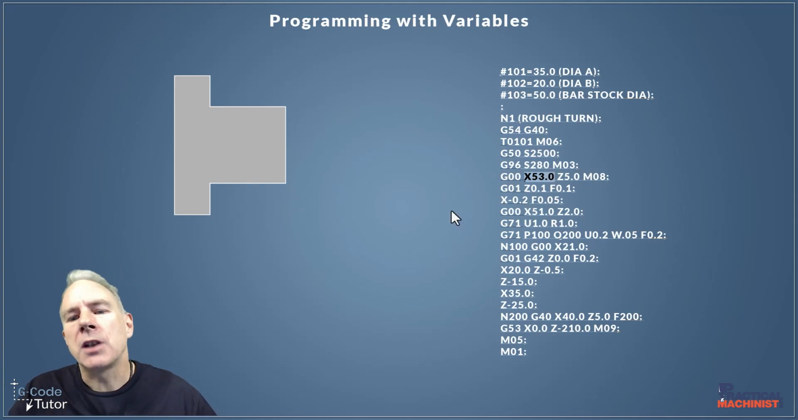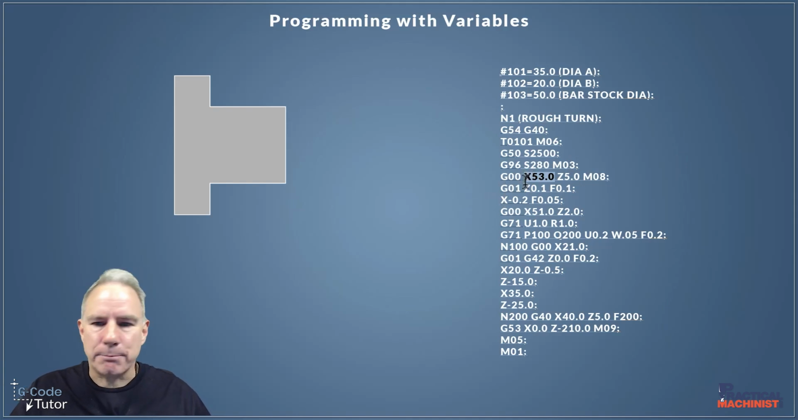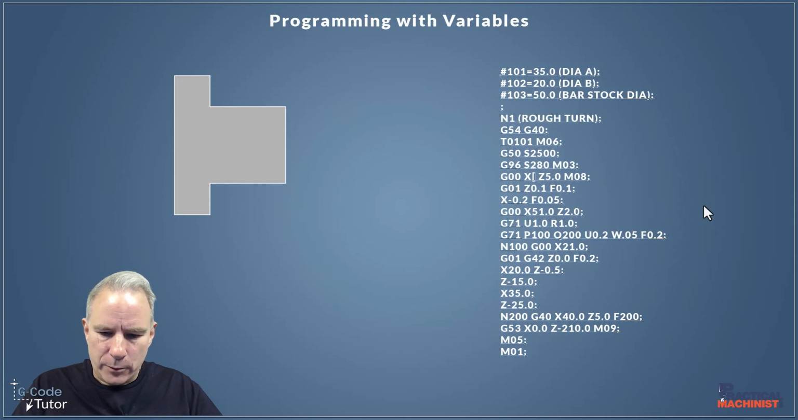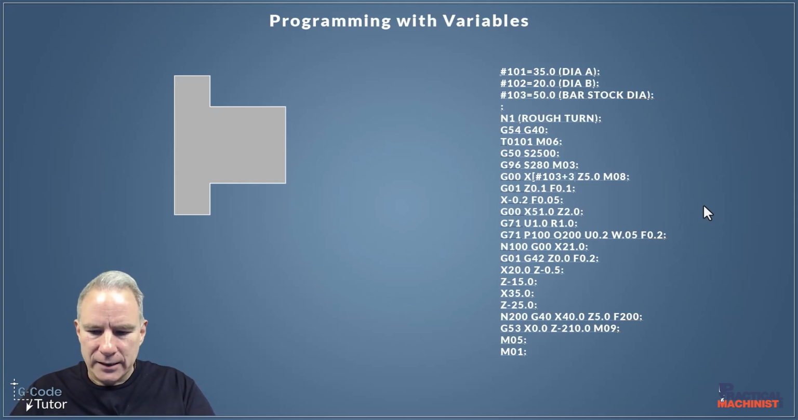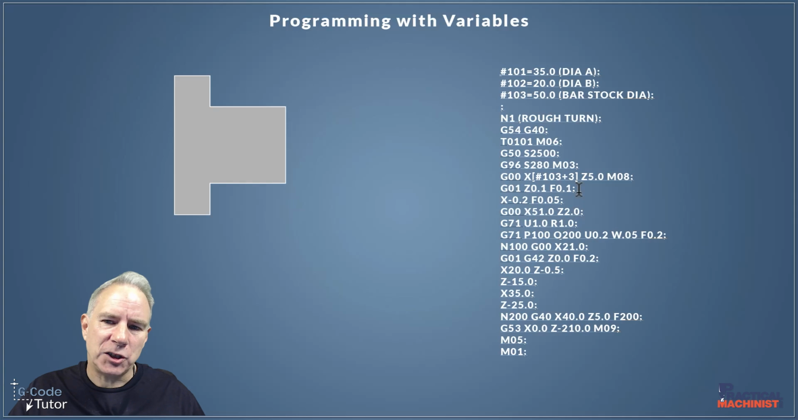Now, when we're working with variables, we often need to put it in brackets if there's maths involved. If this X just equaled 35, for example, or 50, then we could use variable 103 or variable 101. But because we want to add to that variable, we need to put it in brackets. So let's put a bracket and then variable 103. Because this is in brackets, we can do some maths, so we can add another 3mm on the end like that. Now it reads our variable 103, so it's going to read 50mm from this line up here, and add 3mm to it for a bit of clearance. So we've changed that one there.